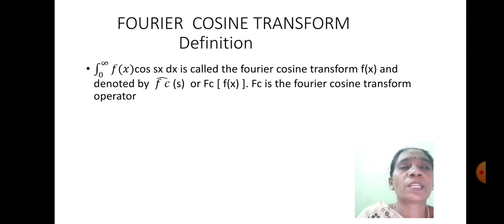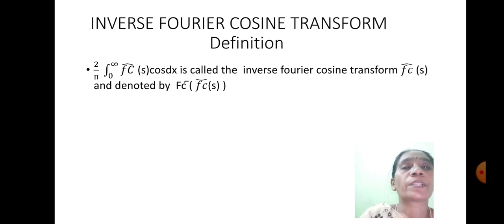First one is the definition of the Fourier cosine transform. Integral 0 to infinity of f of x into cos sx dx is called the Fourier cosine transform of f of x, and it is denoted by Fc cap of s or capital Fc of f of x. Capital Fc is the Fourier cosine transform operator.